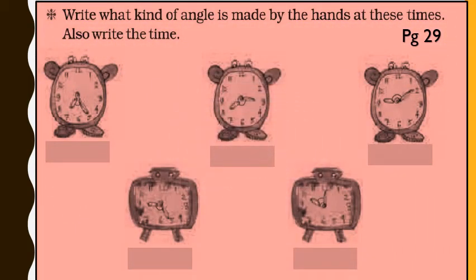Children, see page 29 of your textbook. Write down what kind of angle is made between the two hands of the clock. Also write the time. In the first figure, the angle formed between the hour hand and the minute hand is less than a right angle, and the time is 7:25, 7 hours and 25 minutes.